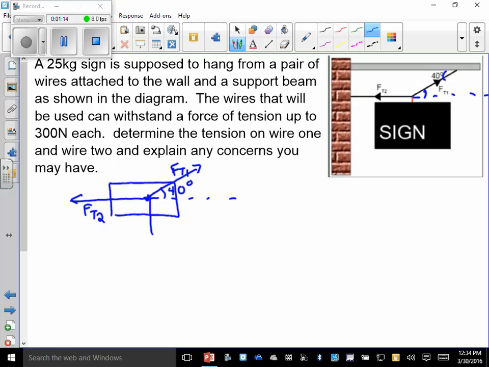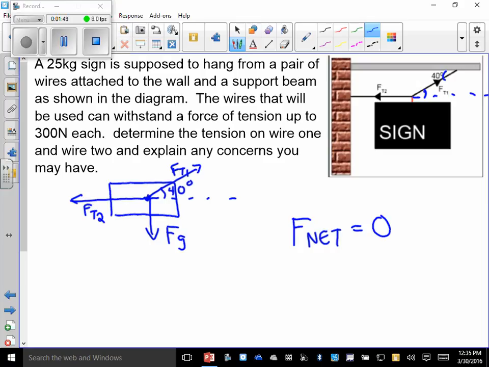Okay, I'm also going to have force of gravity, which is going to be directly down. Okay, the sign needs to hang without moving or falling, so we know that the net force must be 0. We know that F net has to equal 0 because it's just hanging there, not accelerating. When several forces act on each other, the result is 0 net force. So that's what we're going to use to solve this problem.